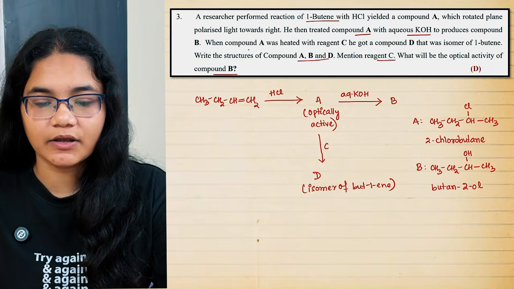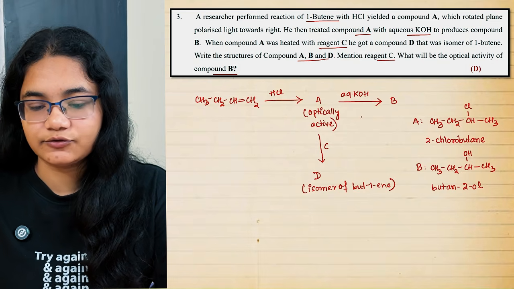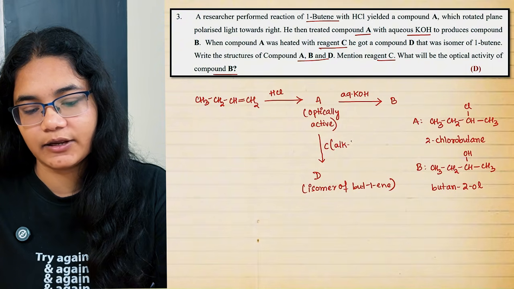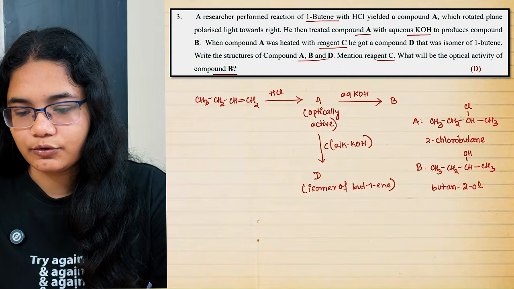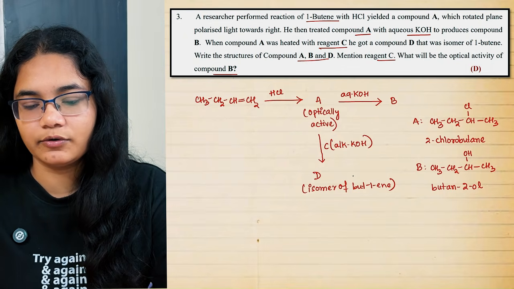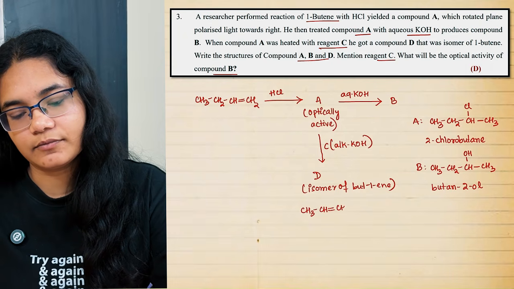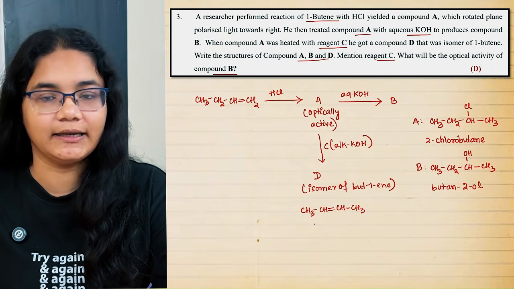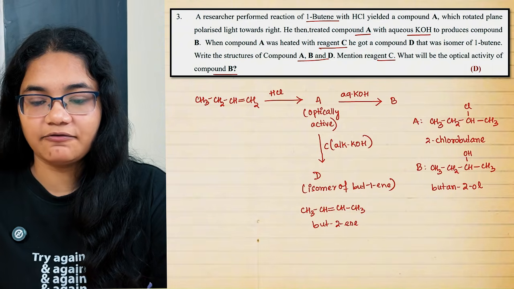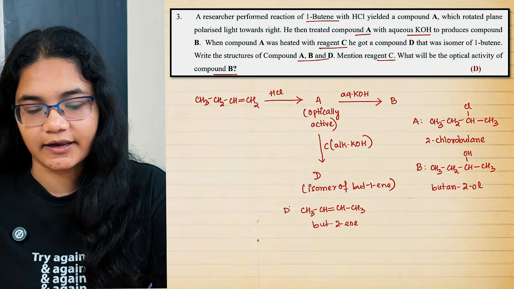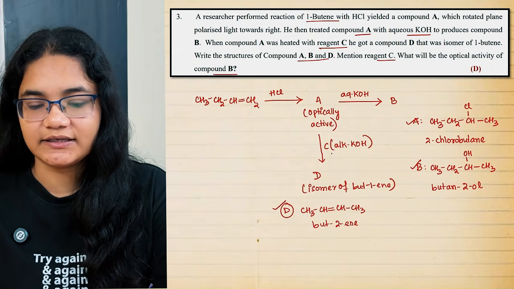Next one is the D. Now when compound A is heated with reagent C, he got a compound D, which is an isomer. So C must be alcoholic KOH. There will be an elimination reaction, and when you do elimination reaction, Saytzeff rule will be followed. So D will be but-2-ene, that is the isomer of 1-butene. So we have found A, B, and D. Mention the reagent C, that is also done.